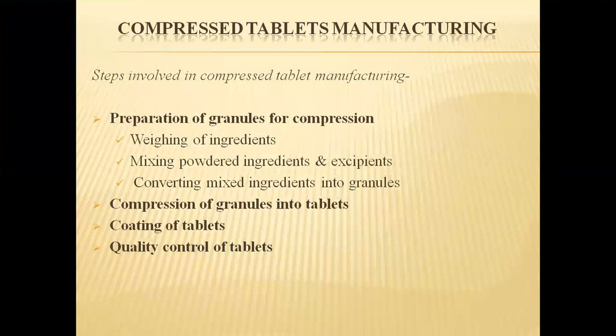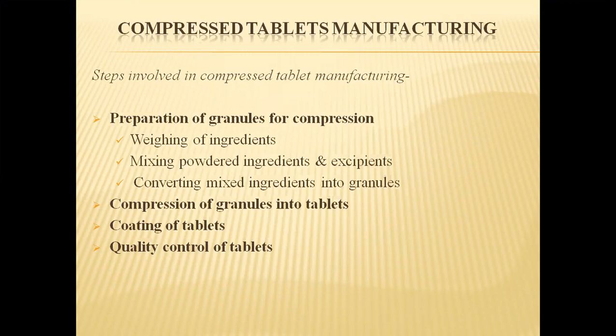Hello, this class is for Diploma Pharmaceutics, subject code 1.1T, Unit 5. We are going to discuss today compressed tablet manufacturing. There are four different steps involved in compressed tablet manufacturing.